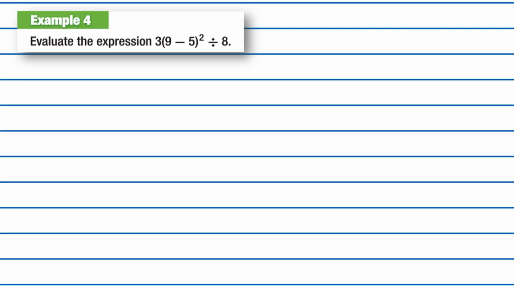We want to evaluate the expression 3 times (9 minus 5) squared divided by 8. One thing I always do is write our little acronym up top, so it's an easy way to cross it off as you use each one of them. Please excuse my dear Aunt Sally, or whatever acronym you use. So I'm going to rewrite this.